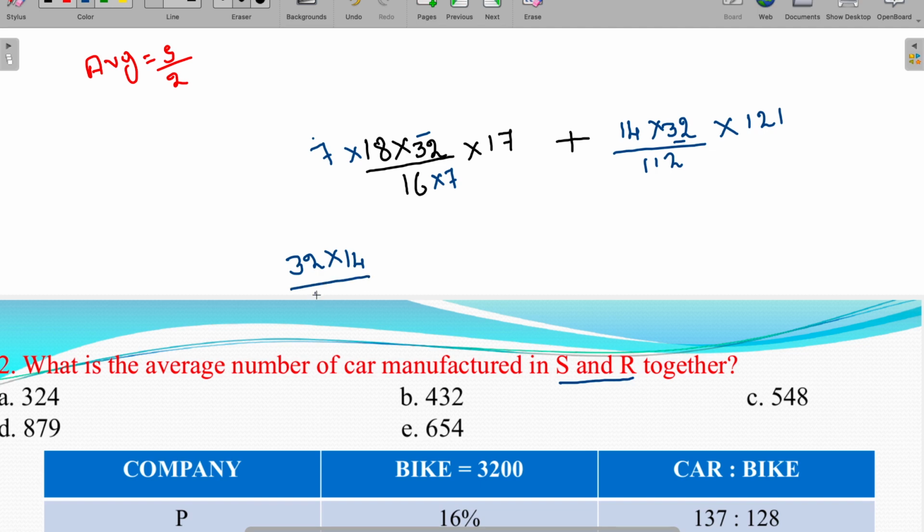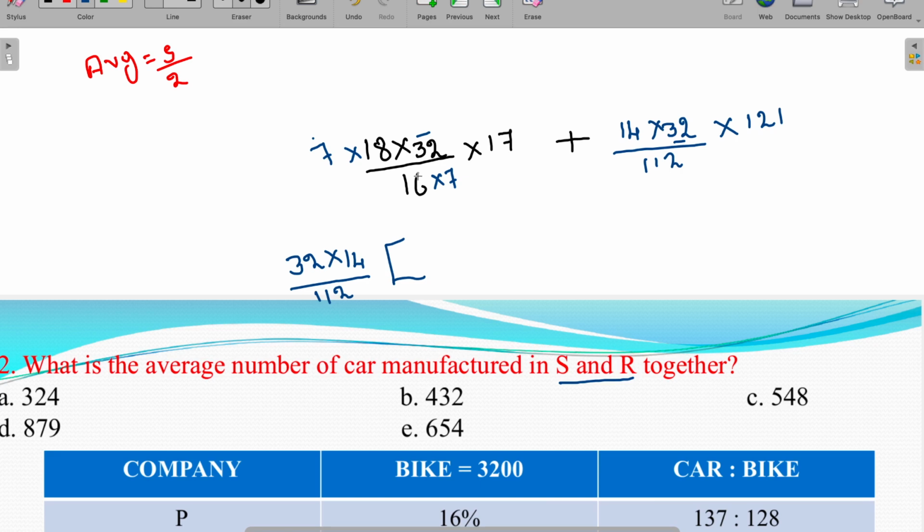Divided by 112 common. Now the remaining we have to write. Here if I take 2 common, 9 into 32. 9 into 32, how to multiply? 270 plus 18. That you have to do. 9 into 32, you have to do that calculation.